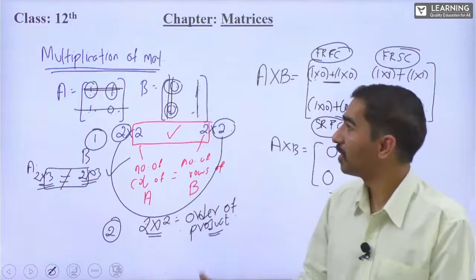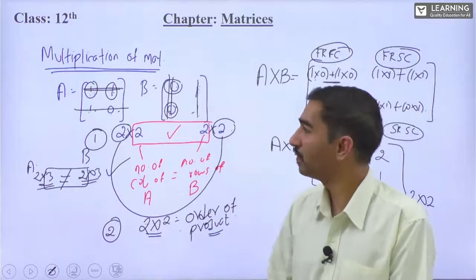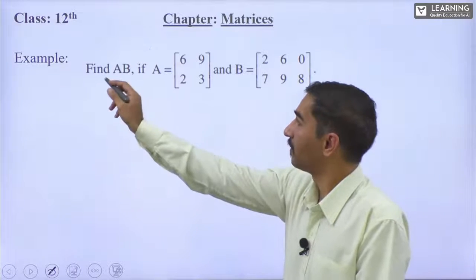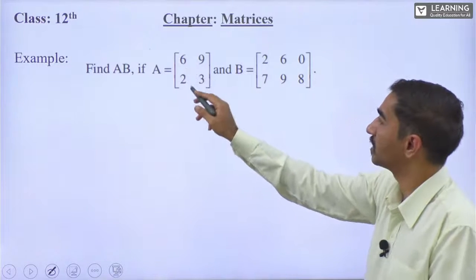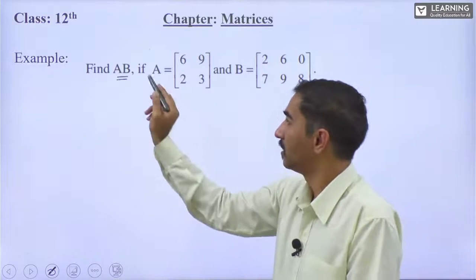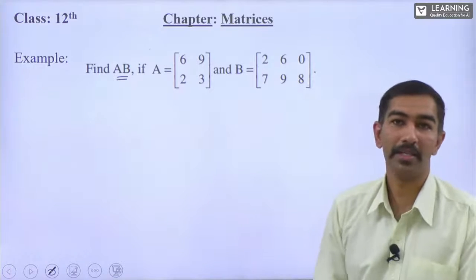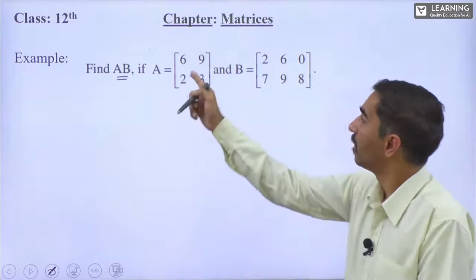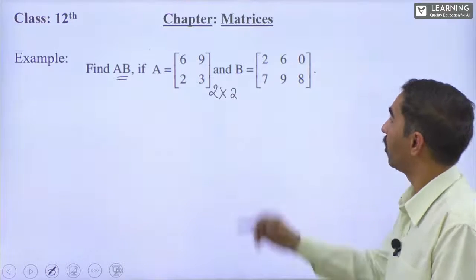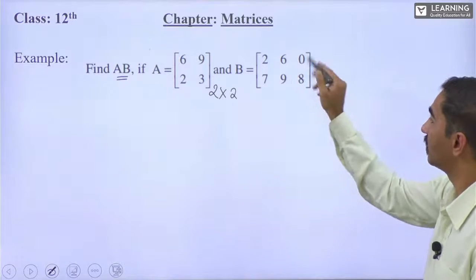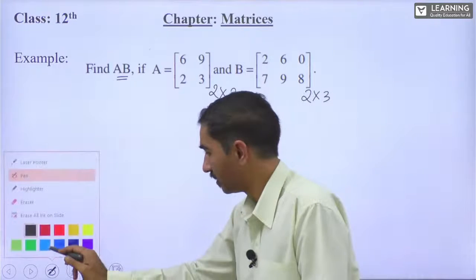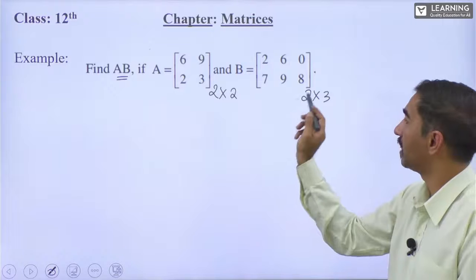Understand? So this is called matrix multiplication. So we have a very small example on this side. Example, NCERT: find AB if A is equal to 6923 and B is equal to 260798. We have to find what, students? AB. So just now we saw how to multiply matrices, right? We'll do one small example. Order of this matrix is 2 cross 2. Order of this matrix is 2 rows, 3 columns, so it will be 2 cross 3. Now here, by looking at the orders of the matrices, can we multiply them?